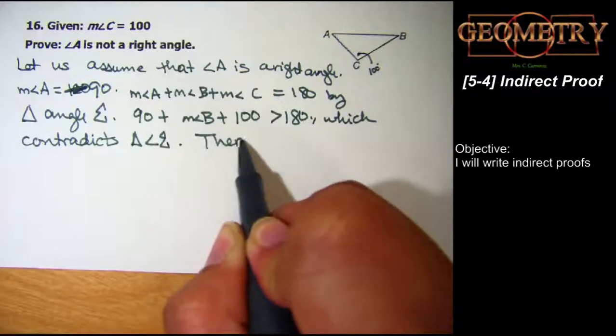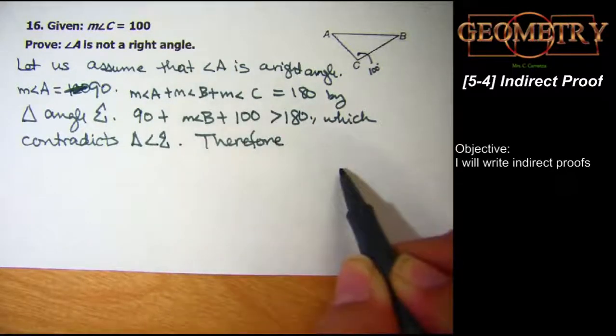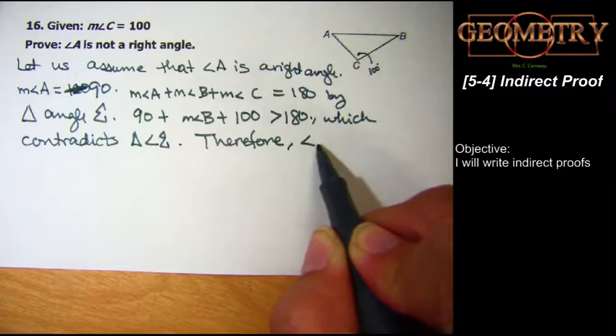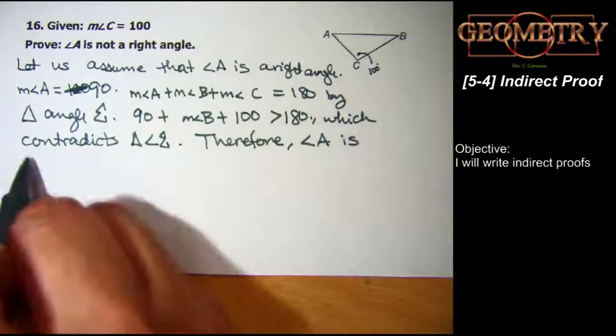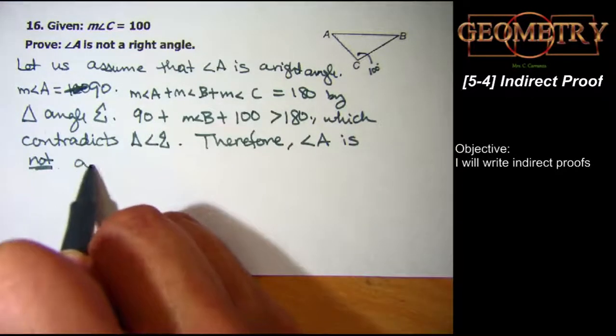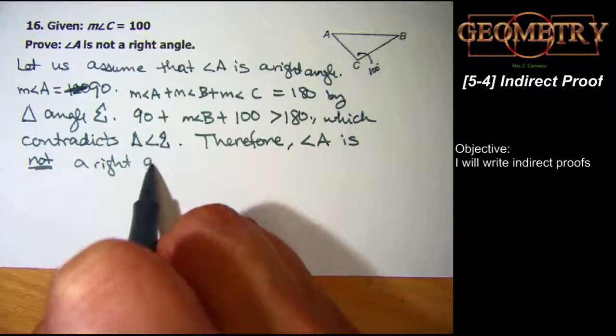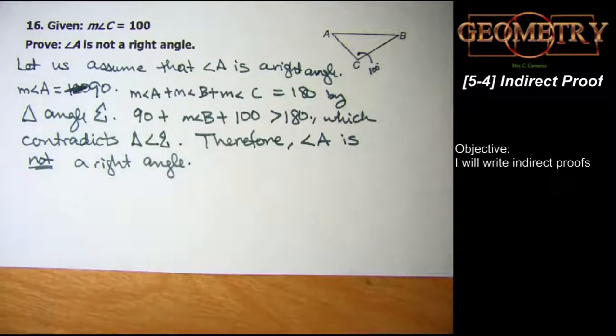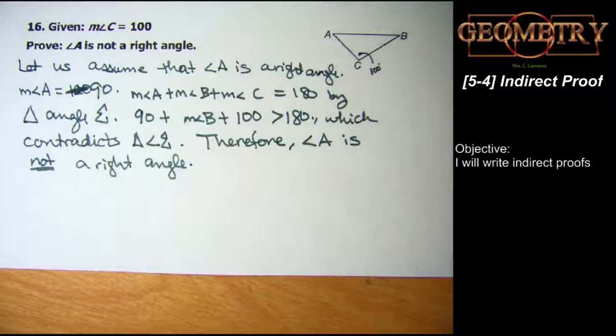Okay, good. Therefore, angle A is not a right angle. It's something else. Don't care? Don't know. I just care that it's not a right angle, because that's what I'm trying to prove. Oh, that one was easier than I thought it was going to be.